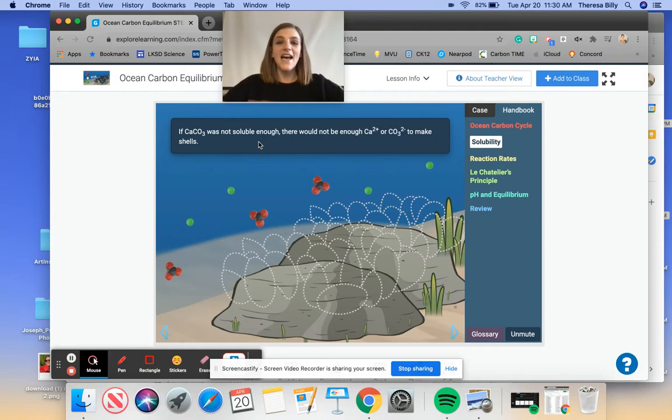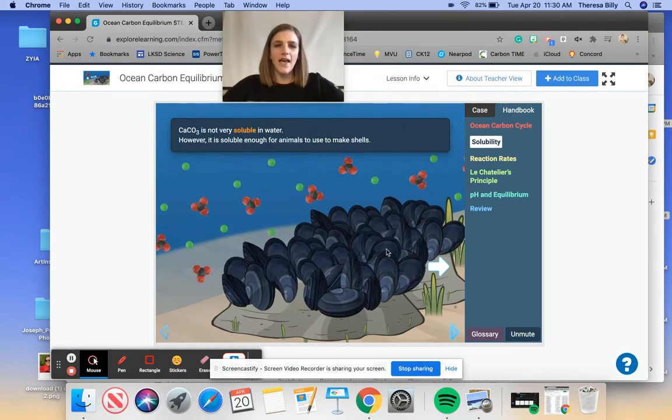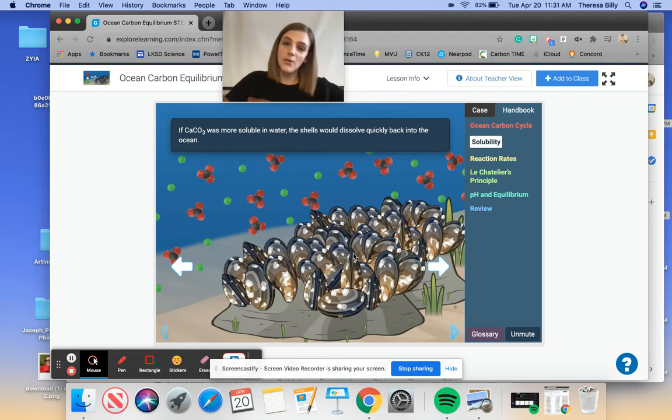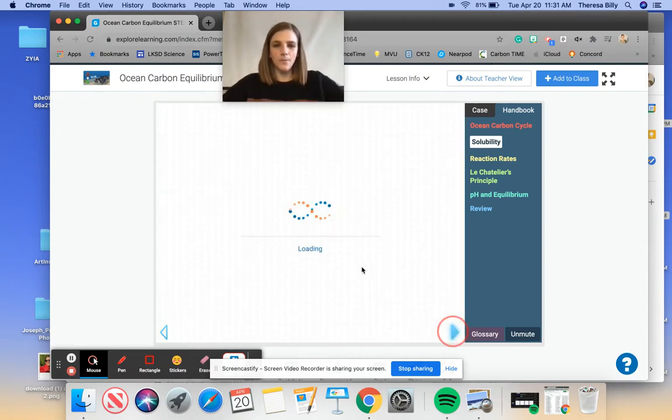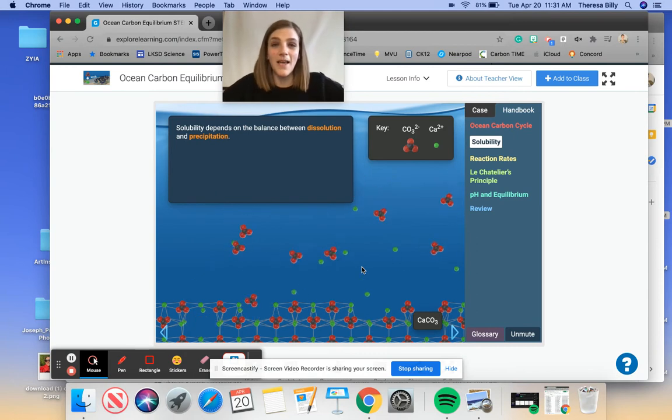If calcium carbonate was not soluble enough, meaning it won't dissolve in water, then there wouldn't be enough calcium or carbonate ions to actually make the shells. Okay, so there's two scenarios at play. We have one where it's too soluble and we're adding lots of calcium ions and carbonate ions back into the ocean water. There's another scenario where because it's not soluble enough, notice the difference in concentration of those ions, there's not enough in the ocean water to actually make calcium carbonate anymore. So there needs to be a balance.